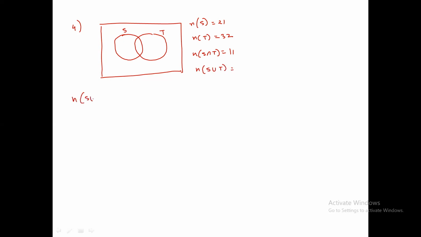So the formula for N of S union T is N of S plus N of T minus N of S intersection T. N of S is 21, N of T is 32, and N of S intersection T is 11. So we have 53 minus 11, that is 42.